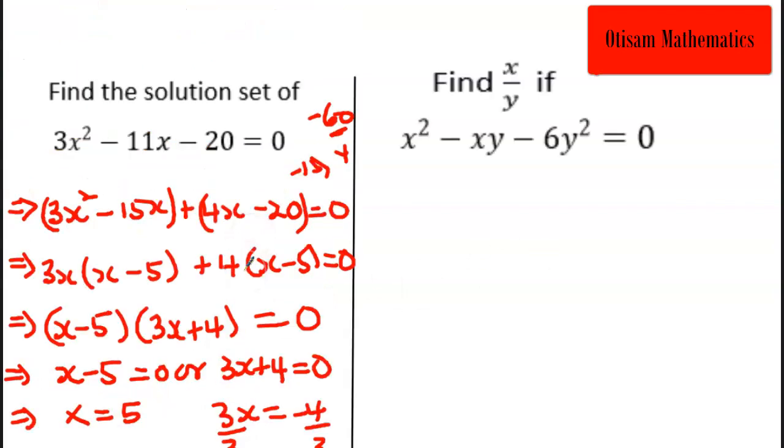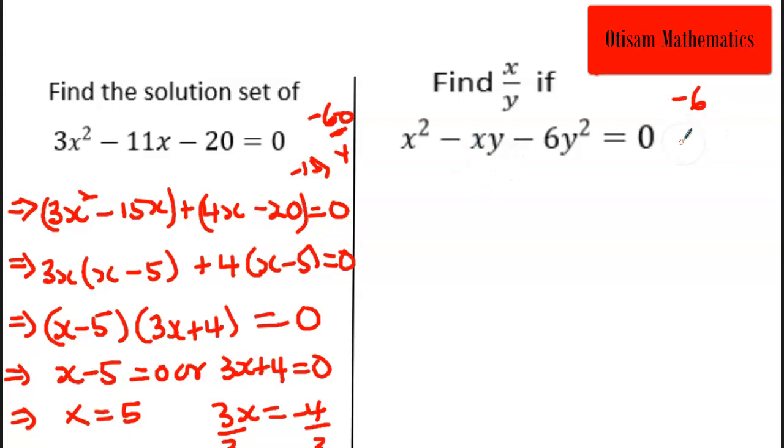Next is: find x over y if x squared minus xy minus 6y squared is equal to 0. Let's see how you are going to do it. You can pause the video and try this one. Okay, so it's the normal factorization that we are going to do. The coefficient here is 1, the coefficient here is minus 6. So 1 times minus 6 is minus 6. Then you find two factors that when you multiply, you get minus 6, and when you add, you get minus 1.